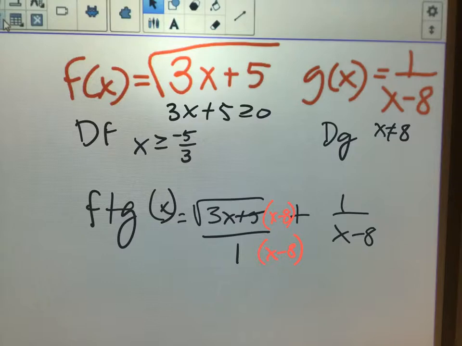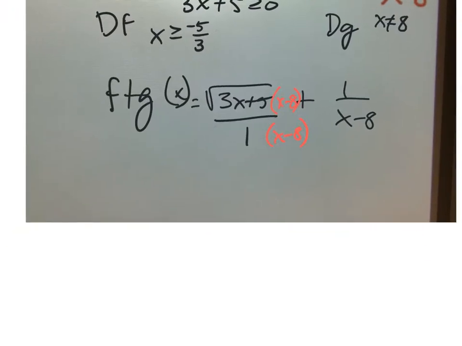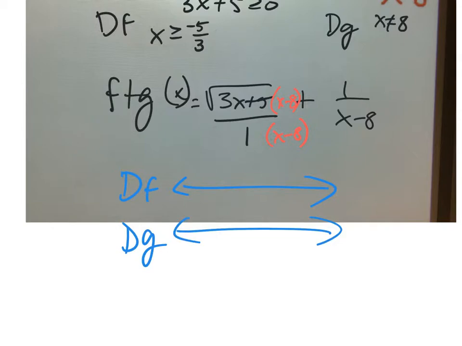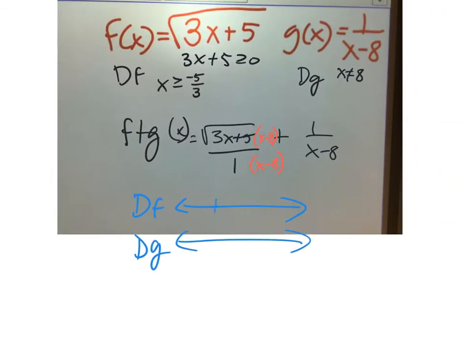How do you get their domains? Well, the domain is just the two domains, the separate domains. The domain of f intersected with the domain of g. And I'll draw them out. Domain of f is this one, negative 5/3, and it goes like this. And then the domain of g is it can't equal 8. So here's an 8. Can't equal 8, but it can equal everything else. Don't forget a domain isn't what it's not equal to. It's what it is equal to.